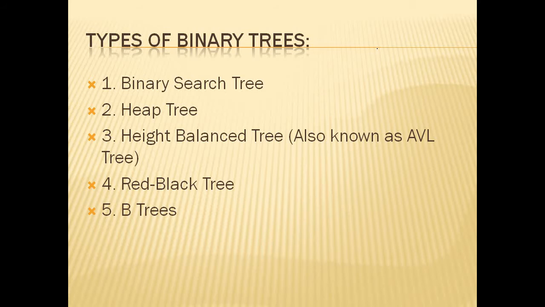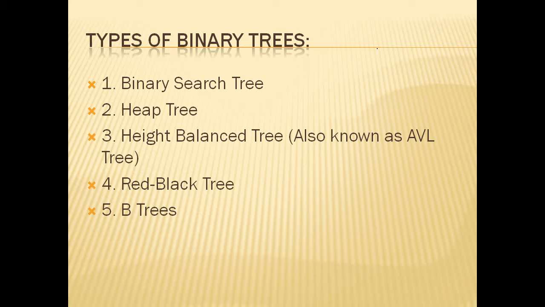Now we discuss types of binary trees. A binary tree has different types. Among them, the first one is the binary search tree, the second is the heap tree, the third is the height balanced tree, the fourth is the red black tree, and the fifth is B trees. These are all different types of trees which follow the basic functionality of a binary tree.